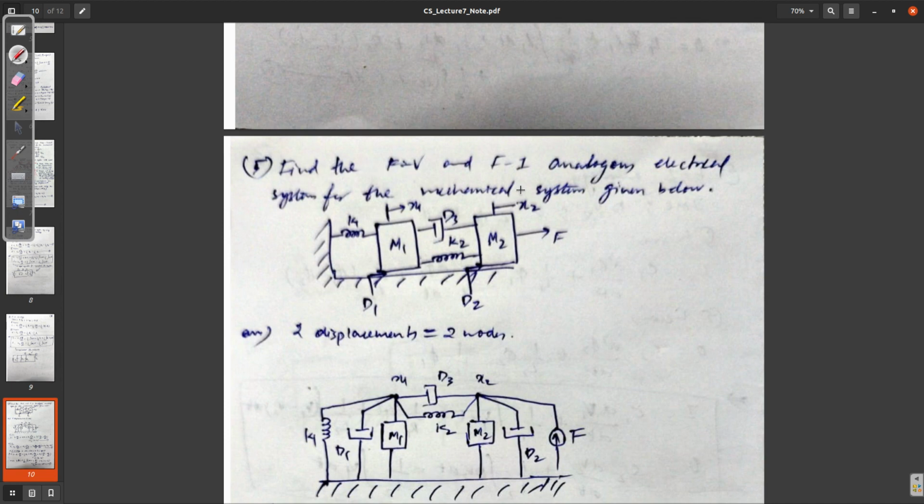The question is, find the force voltage and force current analogous electrical system for the mechanical system given below. So how do you draw this one? The K1 you will connect to the ground and node x1. M you will connect to ground and node x1. D1 you will connect to ground and node x1. M2 you will connect to ground and node x2. D2 you will connect to ground and node x2. Force you will connect between ground and node x2. Then D3 and K2 you will connect between node x1 and x2.